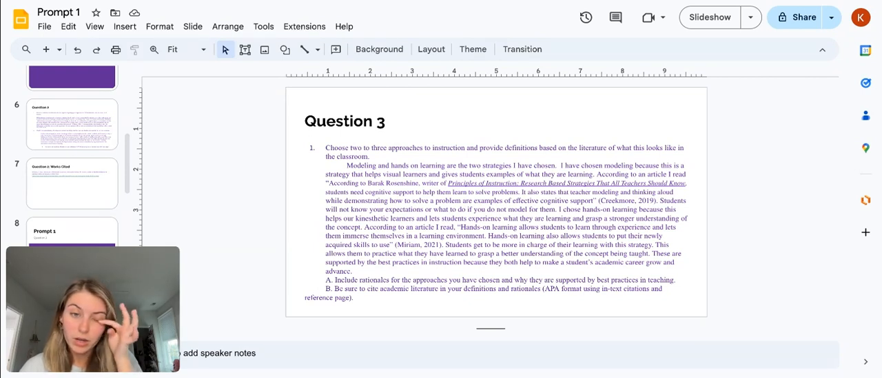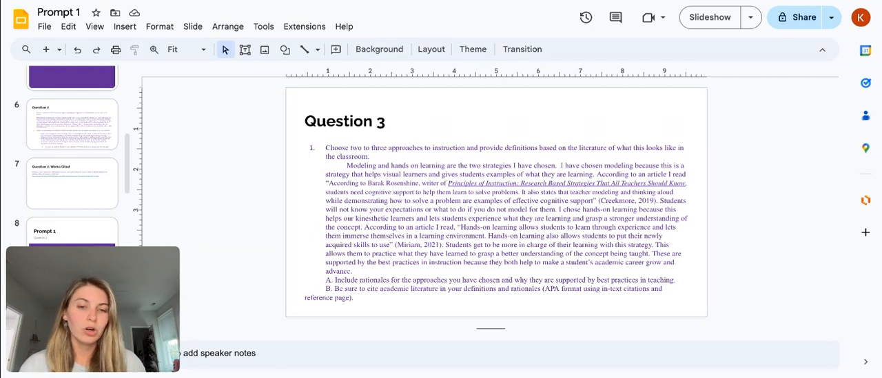teachers should know, students need cognitive support to help them learn to solve problems. It also states that teacher modeling and thinking aloud while demonstrating how to solve a problem are examples of effective cognitive support. So, students will not know your expectations or what to do if you do not model for them.